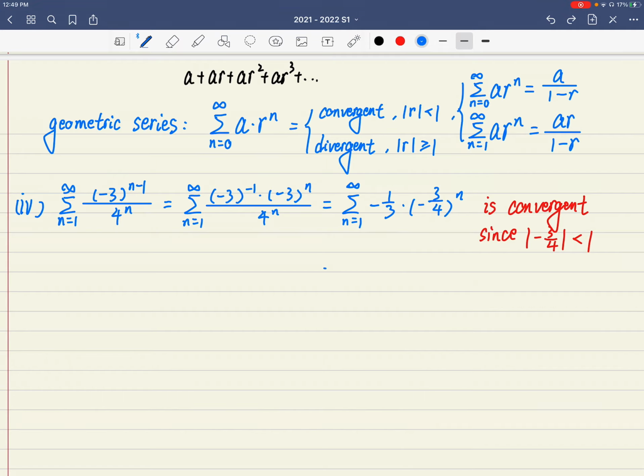Then, what is the infinite sum? You can just apply this formula. It's a, which is negative 1 over 3, times r, over 1 minus r. You can do that. It's just 1 over 7.